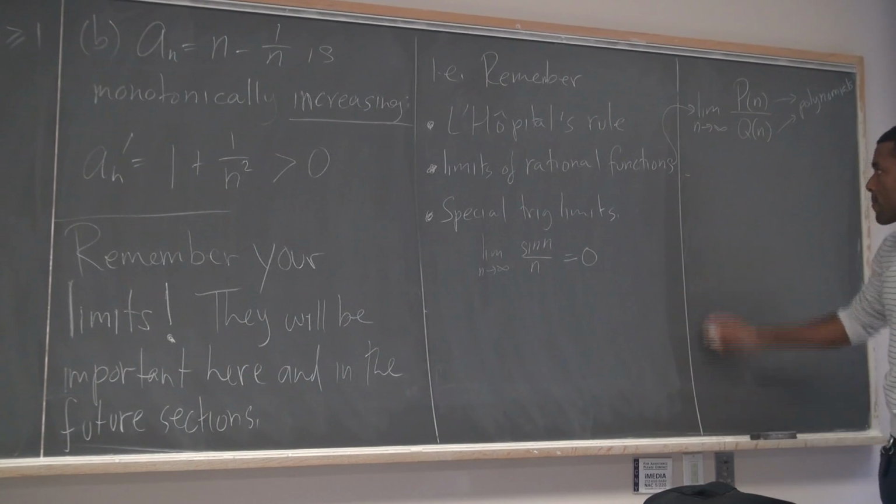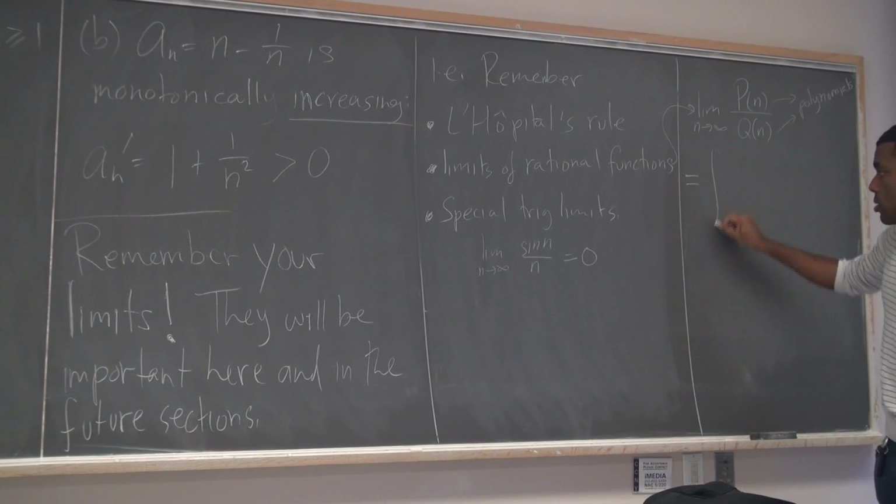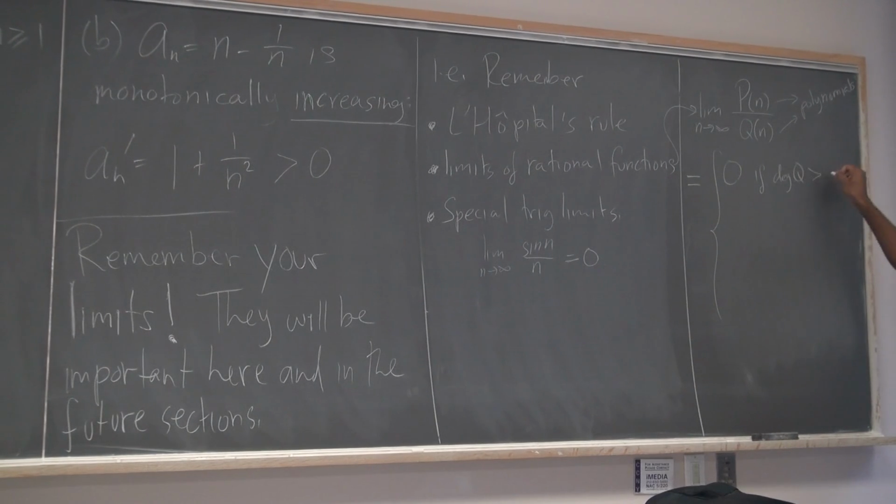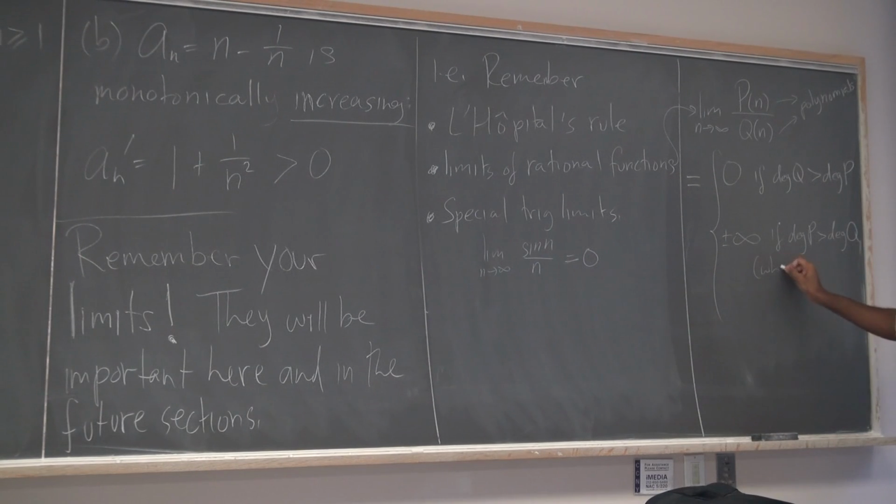Well, it depends where the higher power is. If the higher power is in the denominator, it goes to 0. It's 0 if the degree of Q is greater than the degree of P. What else? It's plus or minus infinity if the degree of P is greater than the degree of Q. You have to watch the signs, just be careful.